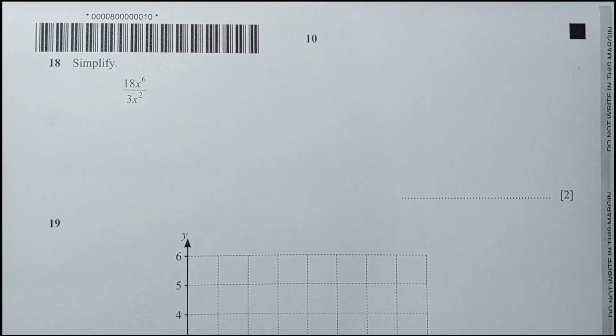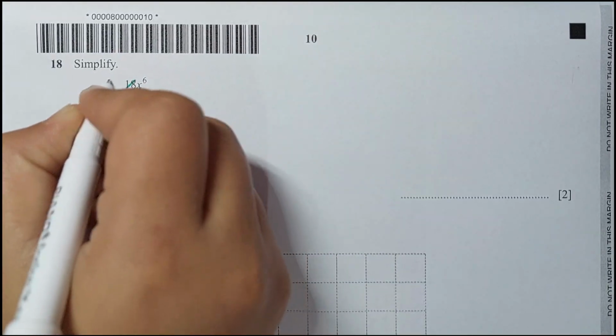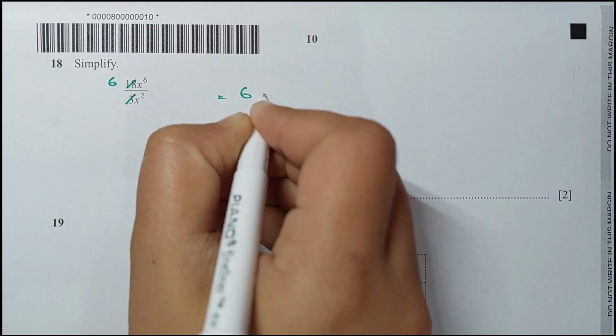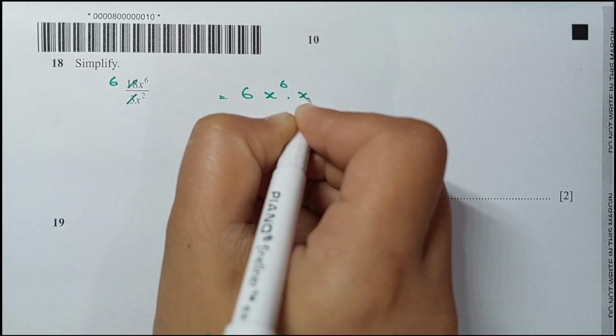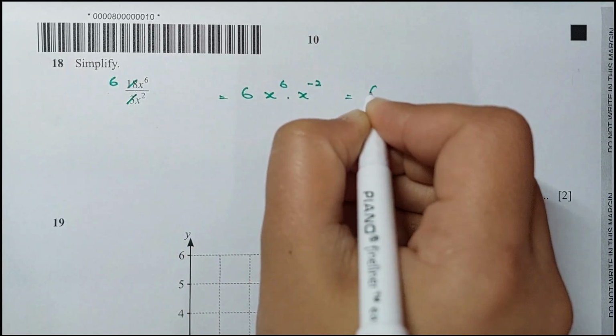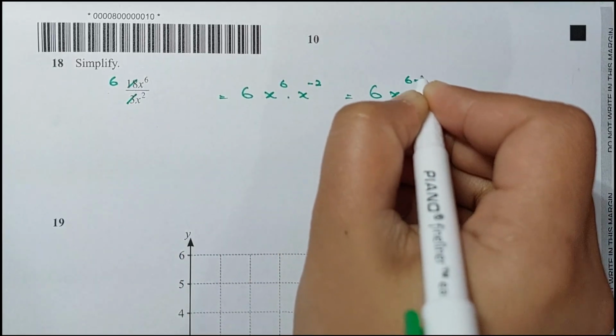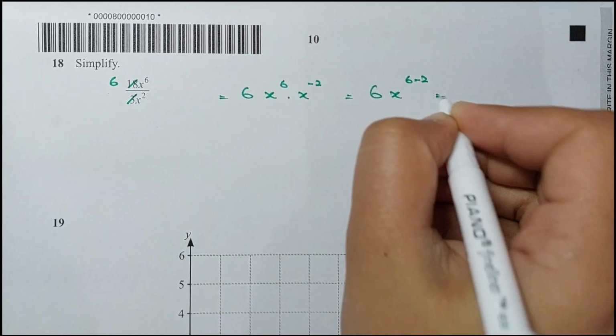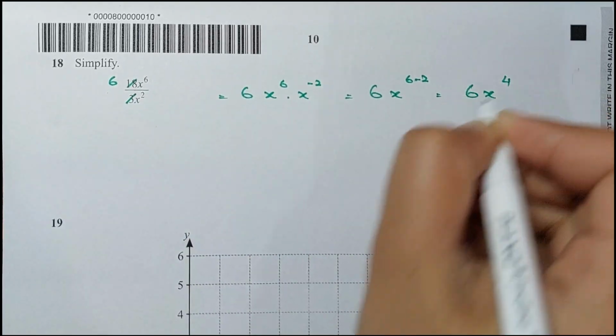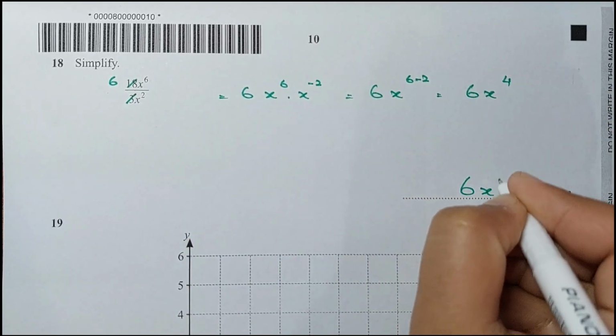Question number 18, you have to simplify this. 3 times 6 is 18, which is 6, x to the power 6 and x to the power negative 2. This is 6x to the power 6 minus 2. Bases are the same, so you can add the powers. 6x to the power 4. So the simplified answer is 6x to the power 4.